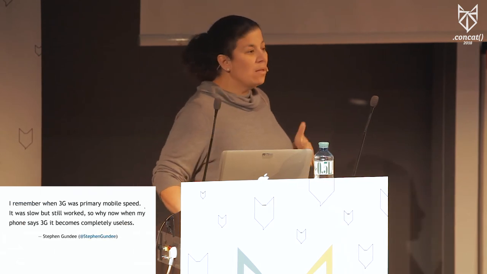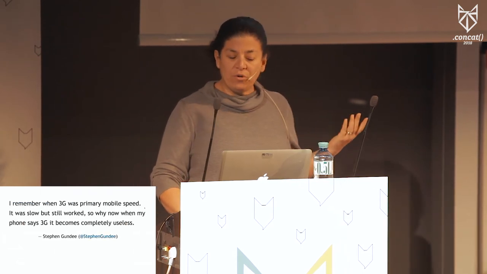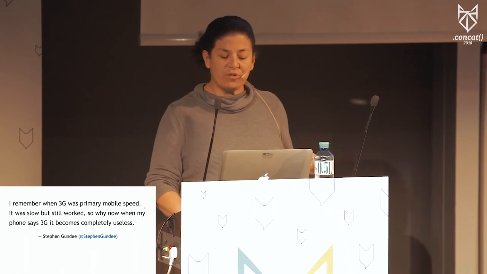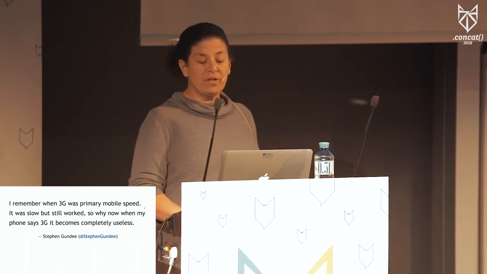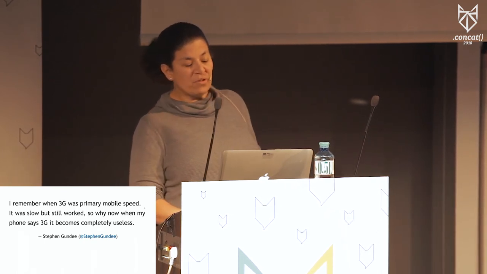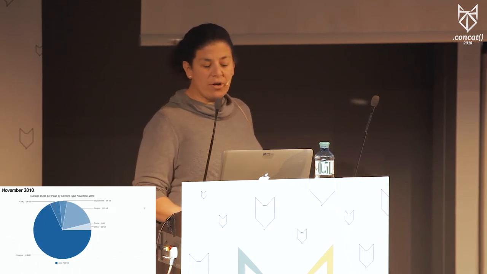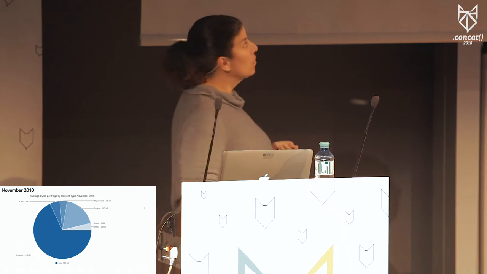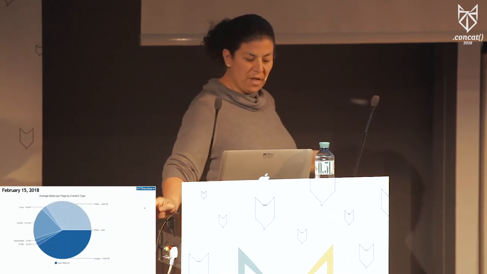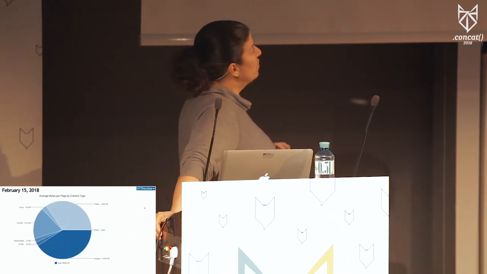So let's talk a little bit about performance. This is a quote. I don't know who this person is, but he said, "I remember when 3G was primary mobile speed. It was slow, but it still worked. So why now, when my phone says 3G, it becomes completely useless?" Some people blame their carriers. I blame this. In 2010, the average website was 700 kilobytes. Last week, the average website was 5 times that.